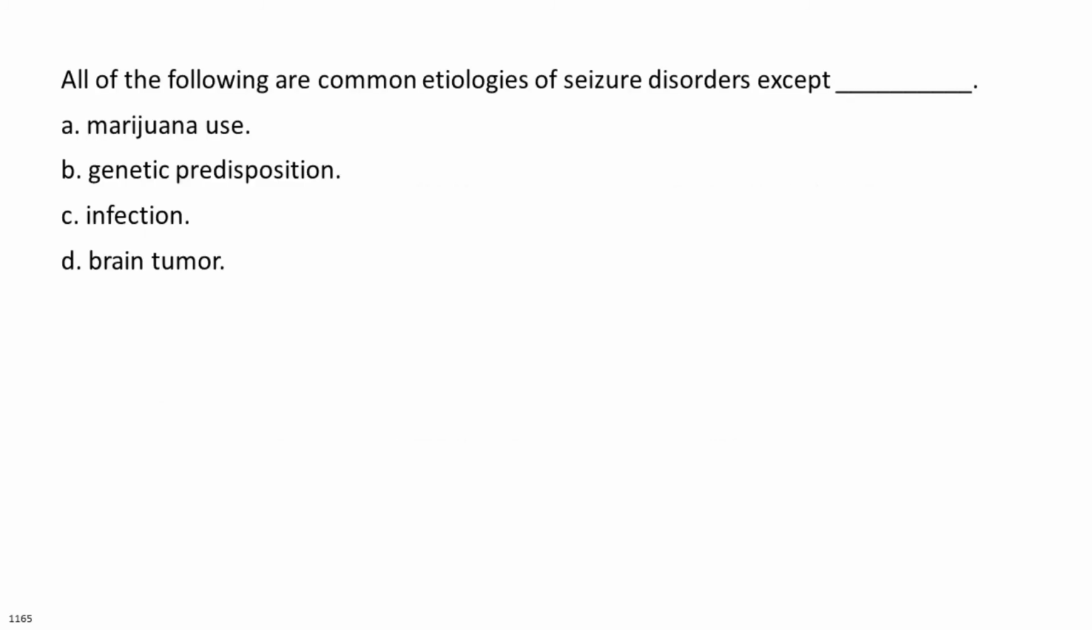All of the following are common etiologies of seizure disorders except: A. Marijuana use. B. Genetic predisposition. C. Infection. D. Brain tumor.